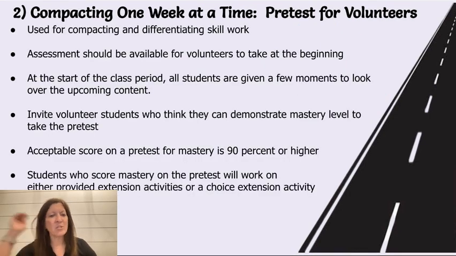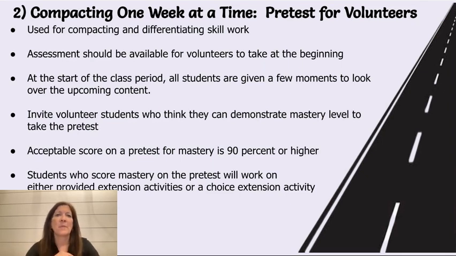The second strategy is compacting 1 week at a time, pre-test for volunteers. This is for compacting and differentiating skill work. The assessment should be available for volunteers to take at the beginning. This is the same assessment that they would take at the end of the week. Students would be given time at the beginning of class to take a few minutes to look over the content. Teachers are not supposed to do a review.